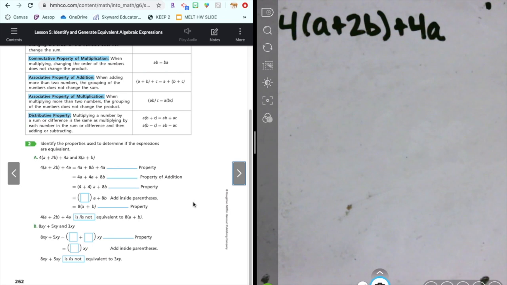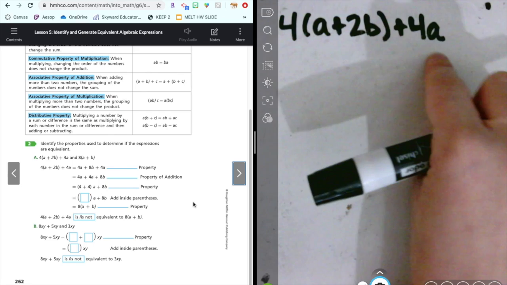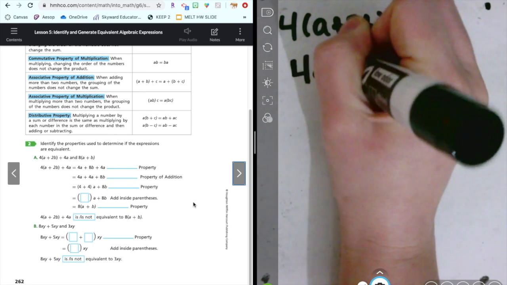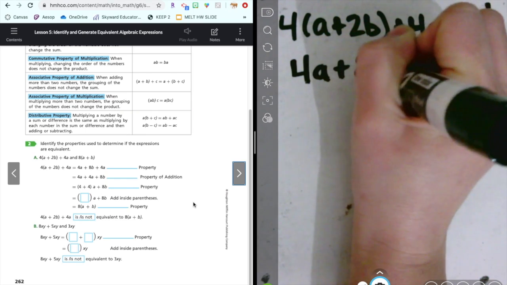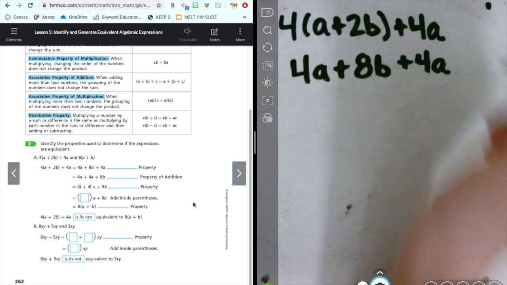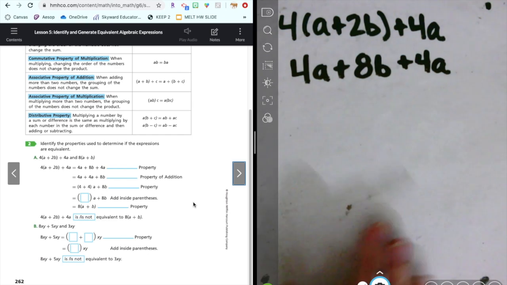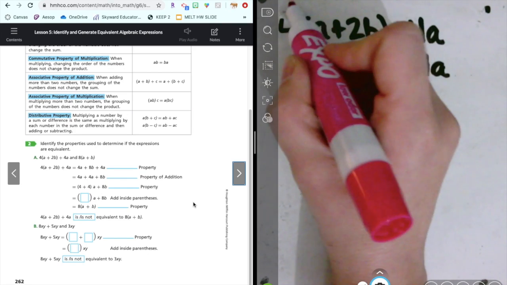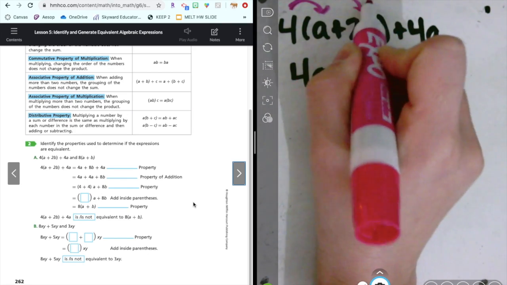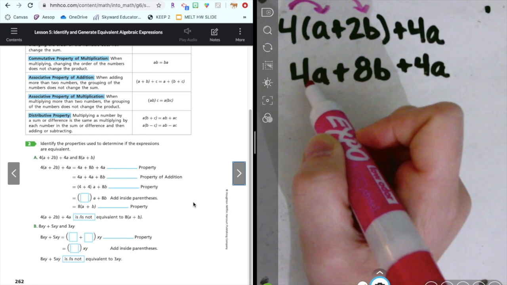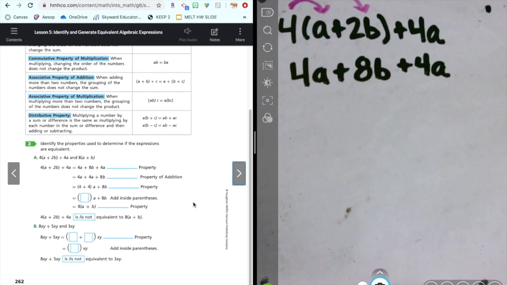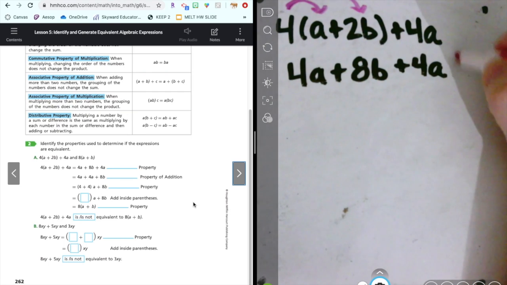All right, now they moved it around for us and I'm going to show you what they did. So here's how they started, and then they said, okay, well that's actually 4a plus 8b plus 4a. How did they do that? Well, they saw that this was the distributive property. There was a 4 on the outside of a parentheses, and so they distributed the 4. 4 times a, 4a. 4 times 2 is 8, and keep that b, so 8b. So that's the distributive property.